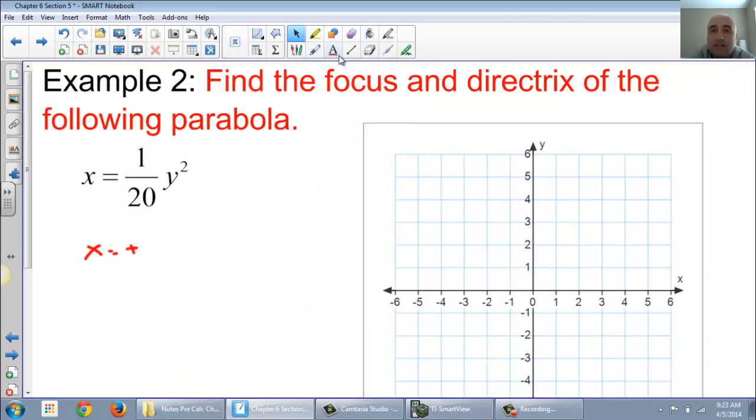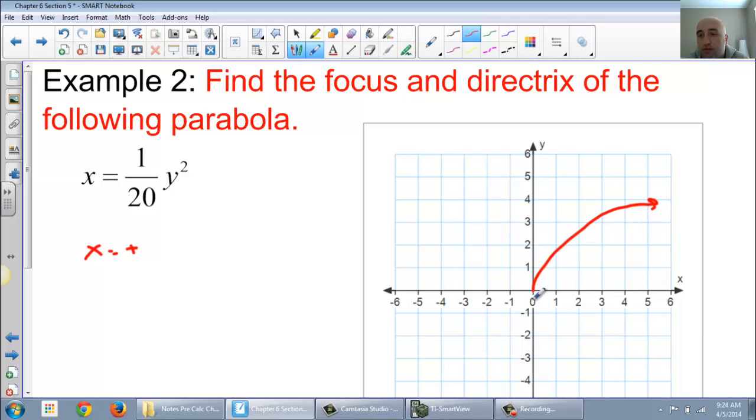X equals a positive is a parabola that opens to the right. So I'm going to draw a parabola that opens to the right. All right, there it is. Now let's solve for our p. 1 over 20, and we're going to compare it with 1 over 4p.